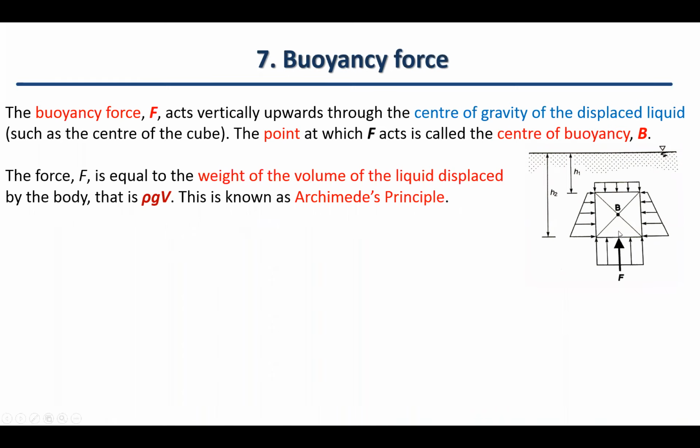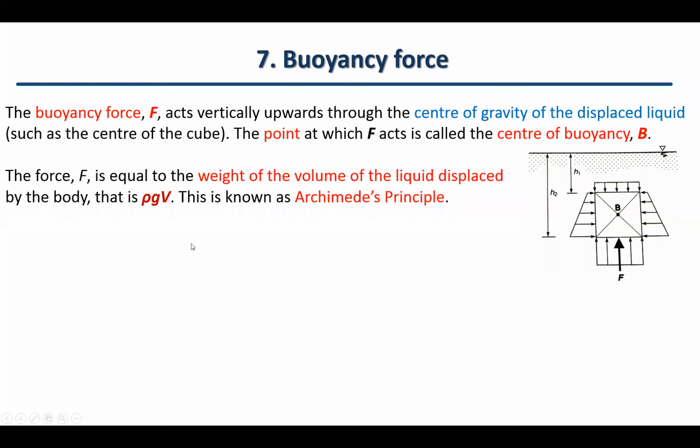So for example, this F acts at the point B. For this cube, this point is the intersection of the diagonals of the cube. This point B is called the center of buoyancy. The amount of F, as we learned here, is equal to the weight of the volume of the liquid displaced, or the volume of the water displaced if the liquid is water, and is equal to rho GV. So we just need to calculate the volume of that displaced water to calculate the buoyancy force.